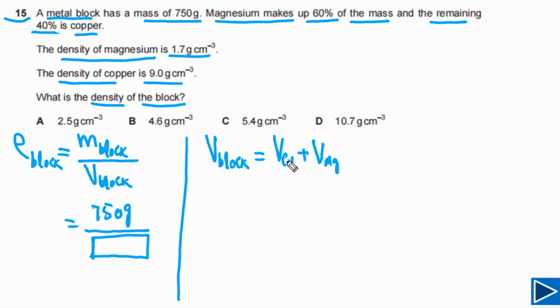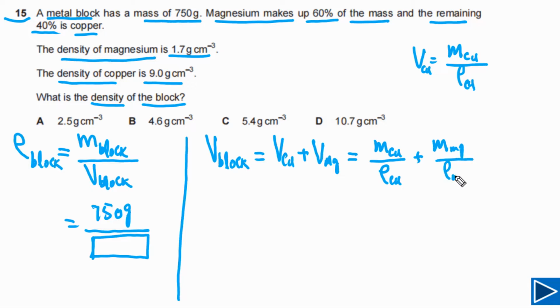Now, how we can find out volume? Volume will be equal to mass divided by density. For example, if you need to find volume of copper, we will divide mass of copper by density of copper. So let's write down here mass of copper. We can simply say volume is equal to mass of copper divided by density of copper plus volume of magnesium. So this will be equal to mass of magnesium divided by density of magnesium. Now simply we need to plug in values.